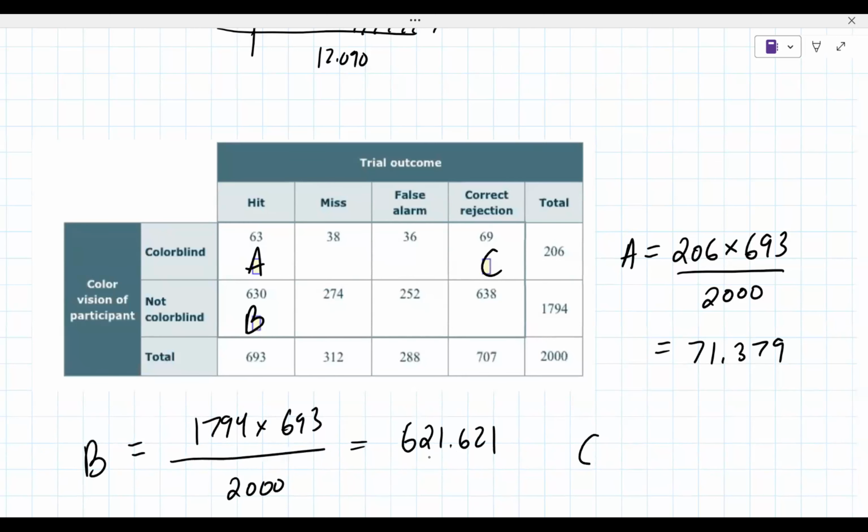And then for C, it's kind of the same thing here. You take the row total, 206, times the column total, 707, over 2000. Which is 72.821.